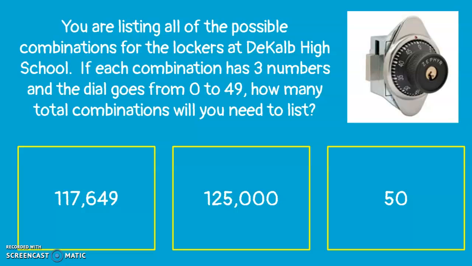So 50 numbers for the first blank, second blank has 50, and the third blank also has 50. You can reuse numbers on a combination lock. So 50 times 50 times 50 is 50 cubed, and 5 cubed is 125. So 50 cubed is 125,000.